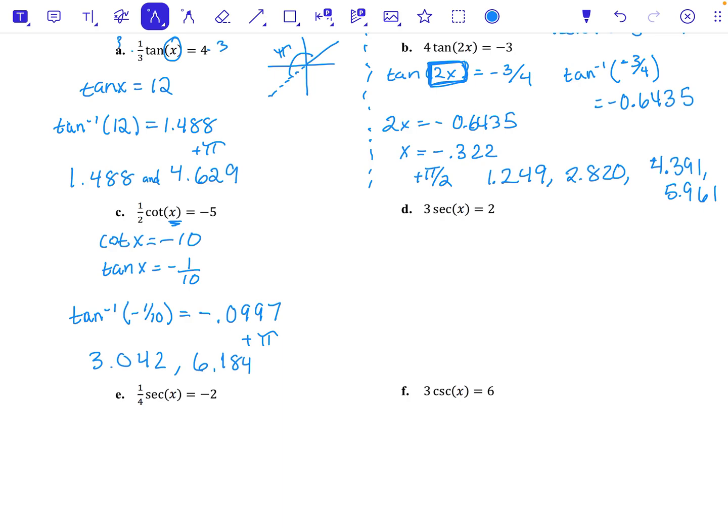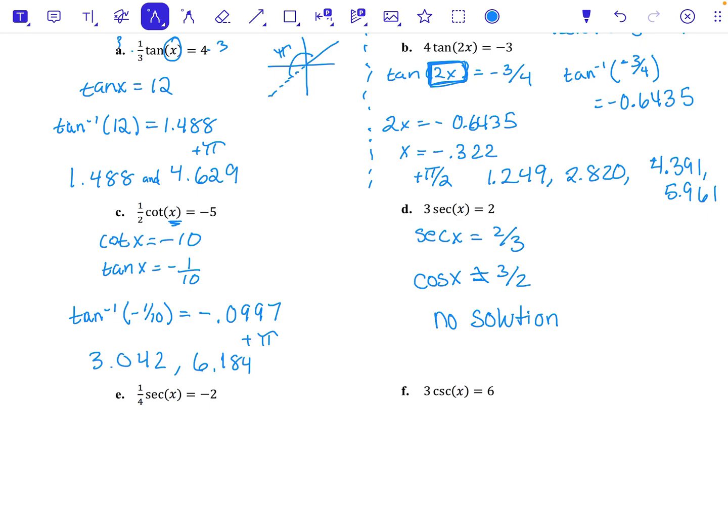So I'm going to divide by 3. So I have secant of x equals 2/3. And so then I would say, all right, secant is the reciprocal of cosine of x. So cosine of x equals 3/2. And then I go, oh, there's a problem here, because cosine of x cannot be greater than 1. Yet this is saying cosine would be equal to basically 1.5. So this would not actually be possible. There is no solution.